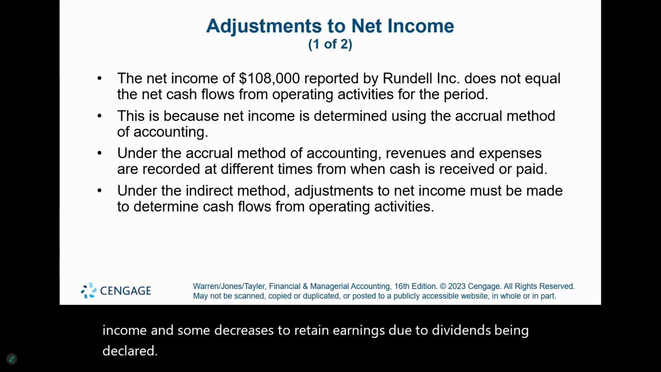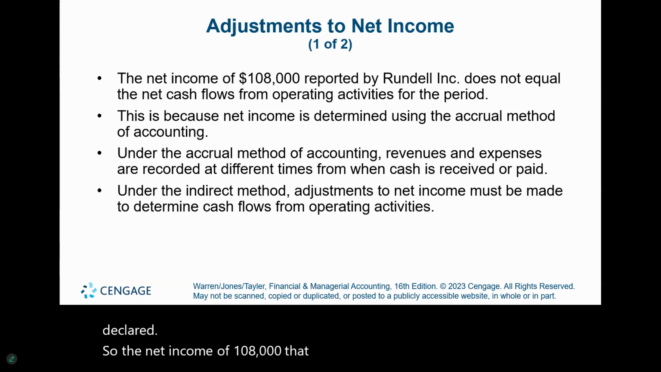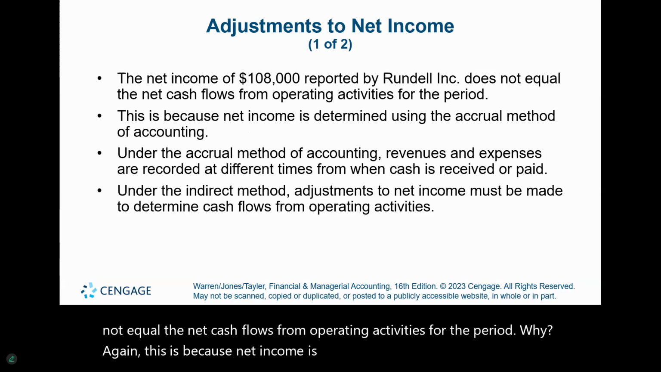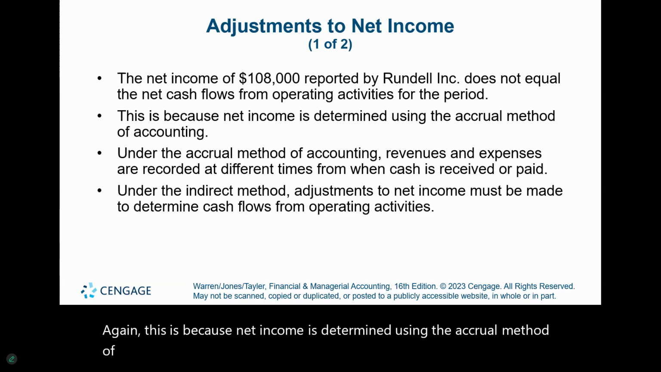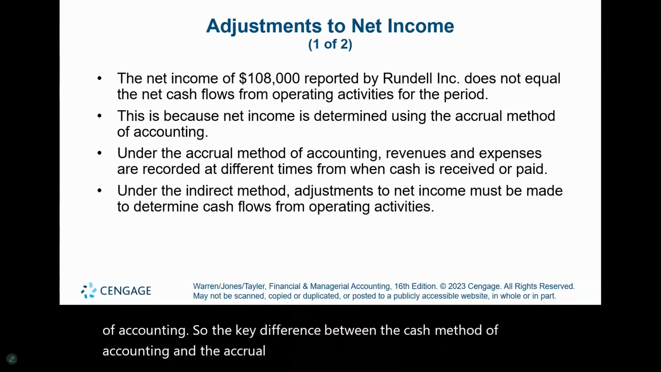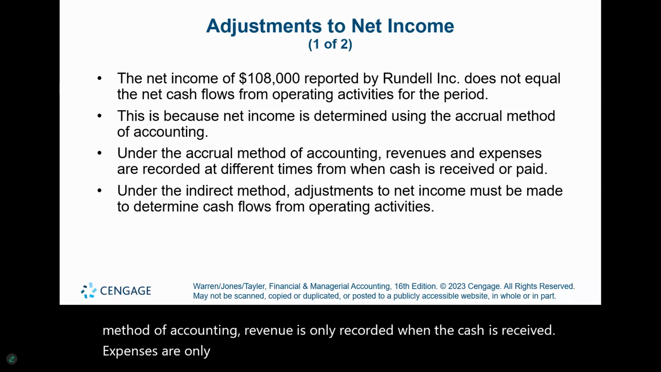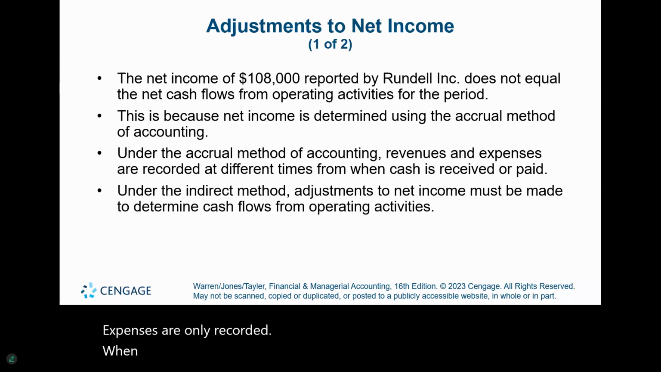So the net income of $108,000 that was reported by Rundell Inc. does not equal the net cash flows from operating activities for the period. Why? Again, this is because net income is determined using the accrual method of accounting. The key difference between the cash method of accounting and the accrual method of accounting is that with the cash method, revenue is only recorded when the cash is received. Expenses are only recorded when they are paid under the cash method of accounting. But again, that's not always how things happen in real life.